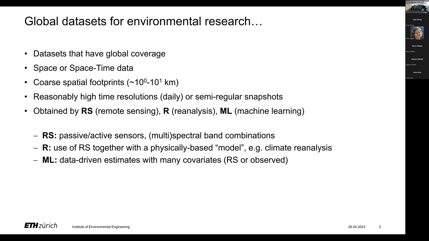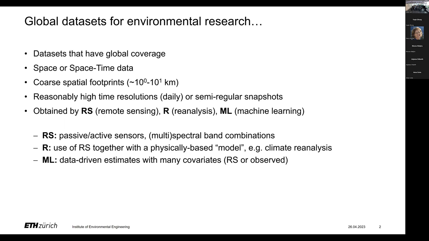So if I would ask you in the room, how many of you feel like you have been using global datasets? Please raise your hand. At least it looks like half of you. If I ask the same people, are you sure you know exactly how that data was obtained? Maybe you're just playing along. Okay, so you do, right? So that's what users should be doing.